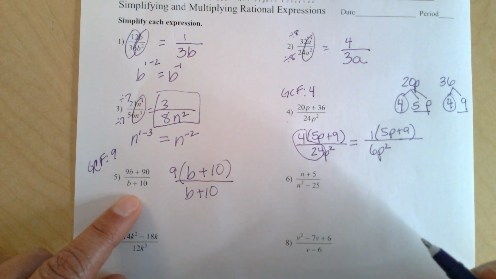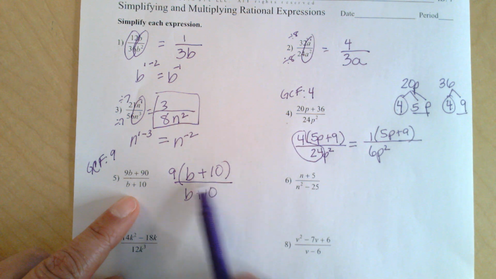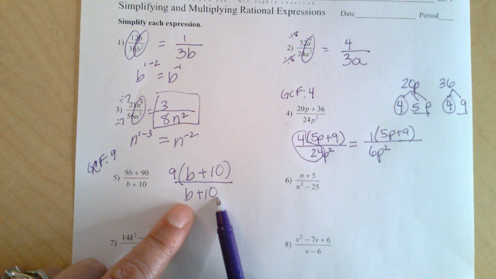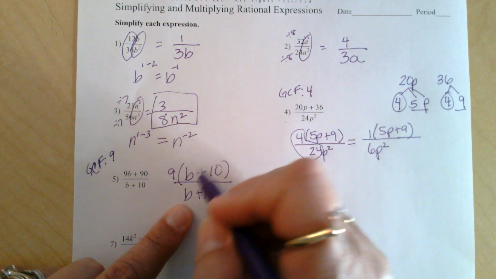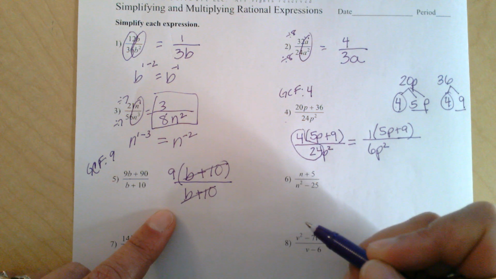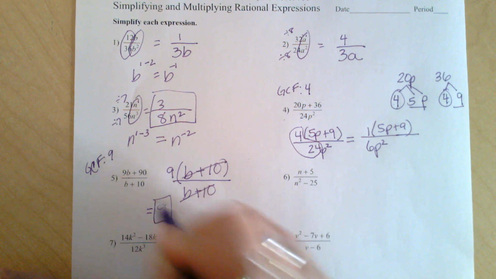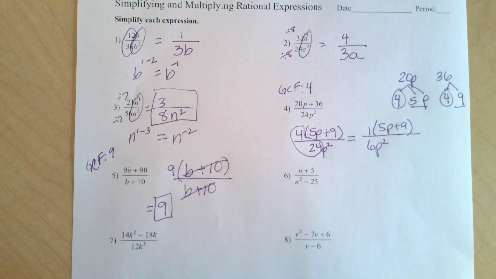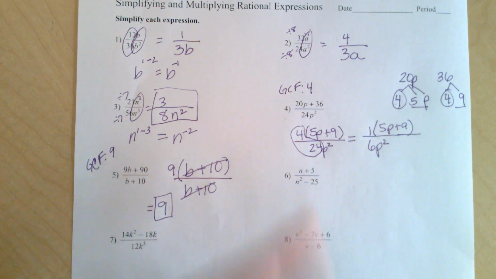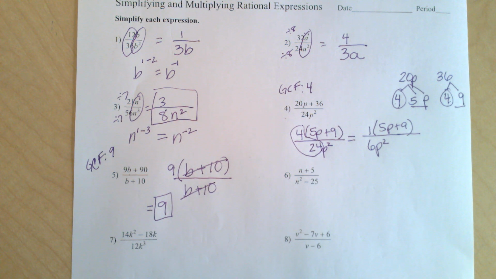Now here's where the fun begins. If you see you have a binomial on top, b plus 10, and down below b plus 10 here, because they're the same, we can cross them out. And now we're really getting to simplifying because the answer here is just 9. I love these because you're going to have a hint of what the factor is going to be.